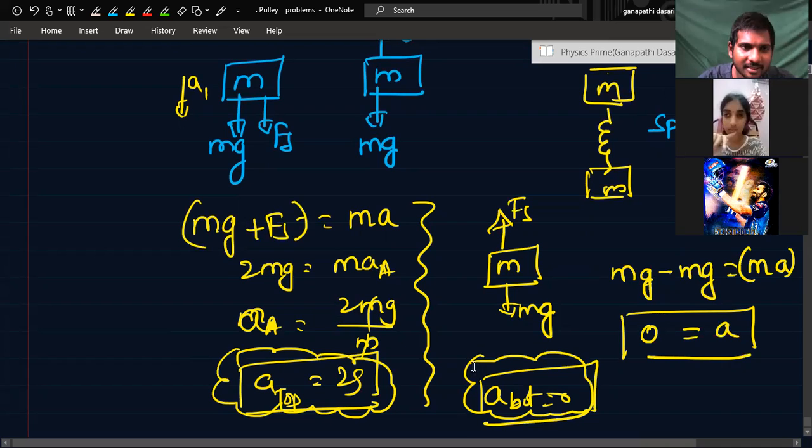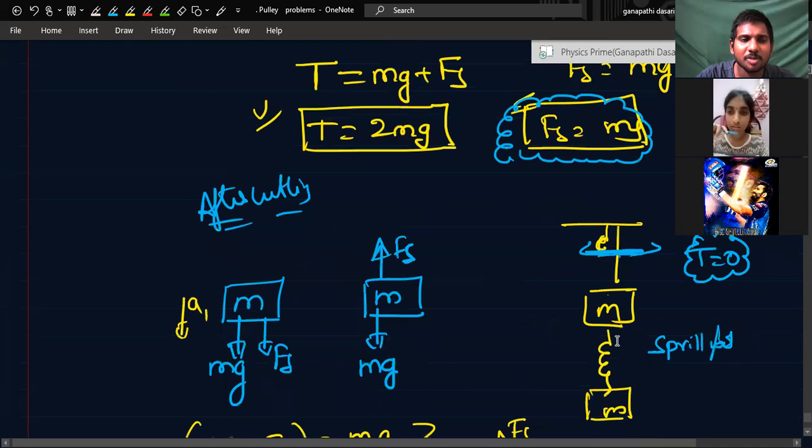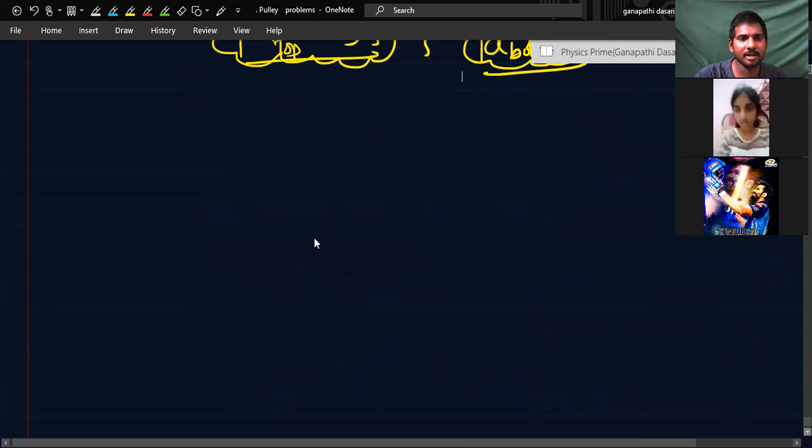Don't remember these answers. Questions might be different. But the important note point is, after cutting the string in the string-spring system, the string forces will change immediately, whereas spring forces will not change immediately. I hope I have explained these two important note points.